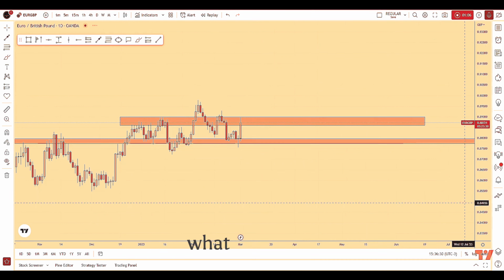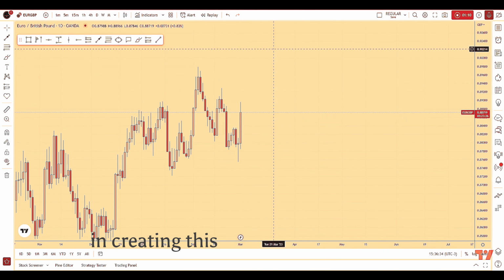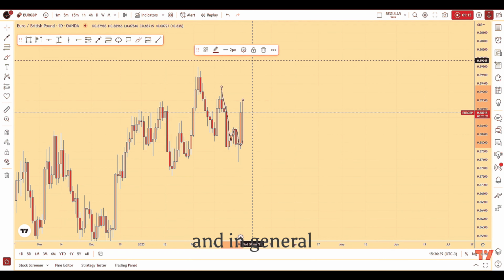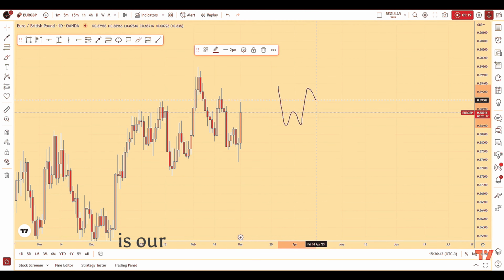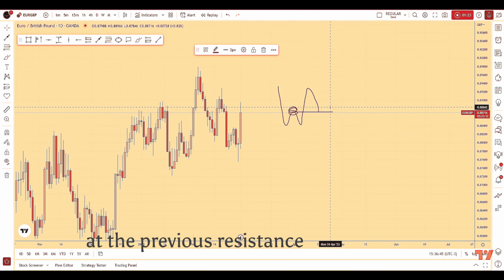Going down on the daily, what do we see? Now, from a daily perspective, it is pretty clear that the market, in creating this rejection to the upside, is also printing this W formation. And in general, after the creation of a W formation, what you would expect is a rejection to the downside for the market to go and complete the pattern at the previous resistance turn support.